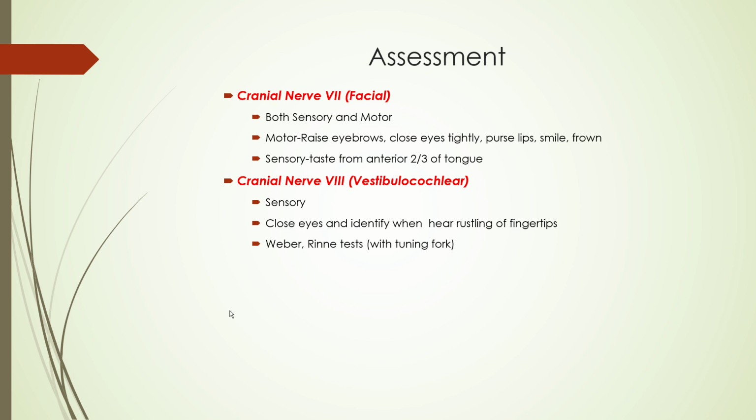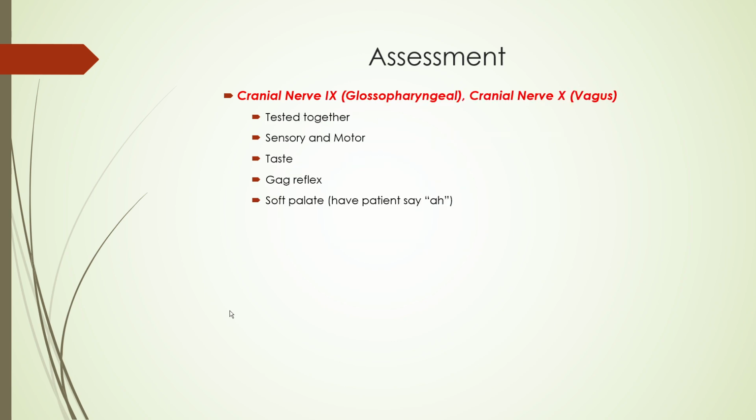And then cranial nerve 8 is the vestibulocochlear, which is sensory. Typically, the easiest way to do that is closing eyes and identifying when they hear rustling of fingertips on each side. They also can do the Weber or the Rinne tests, which involve a tuning fork. We won't go into too many details about that. There's not always a tuning fork available to assess for that, but just so you know that those are additional tests associated with assessing cranial nerve 8.